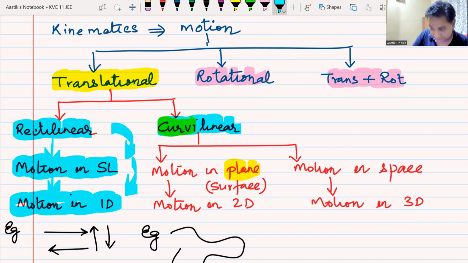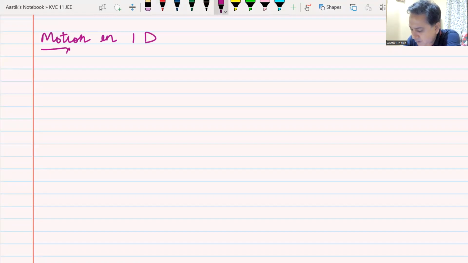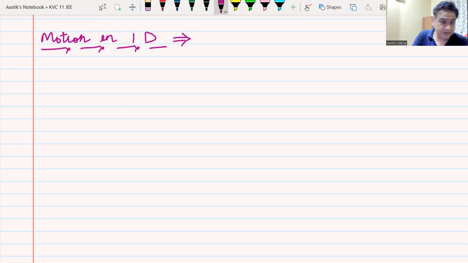Because we must understand what are we studying before we study anything. So right now the heading is rectilinear motion or motion in 1 dimension, or motion in a straight line. No matter how you call it, we are referring to the same thing: motion in 1 dimension. Now, so that is an introduction. I hope everyone is there.